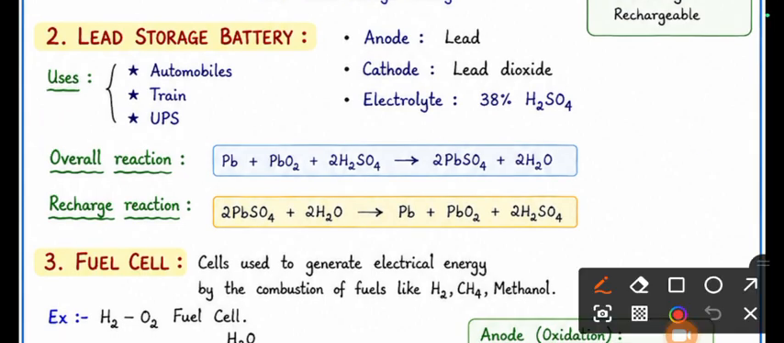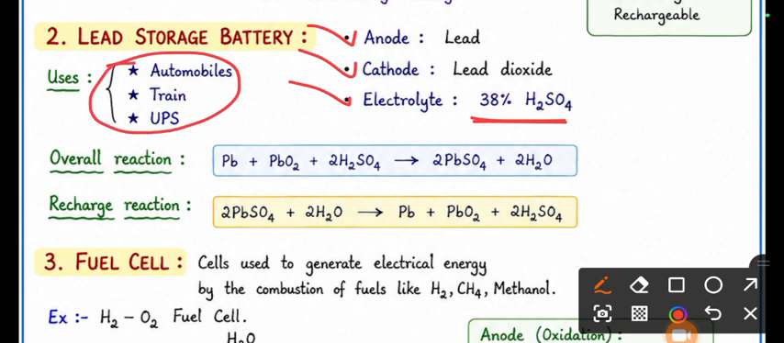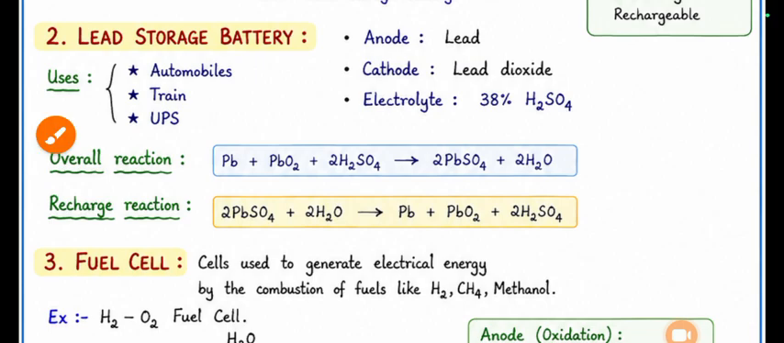In a lead storage battery, anode is lead, cathode is lead dioxide, and electrolyte is 38% sulfuric acid. And lead storage battery is used in automobiles, trains, and UPS. The overall reaction is also very important. And the reaction during recharge they will also ask. So these are the important points of lead storage battery.